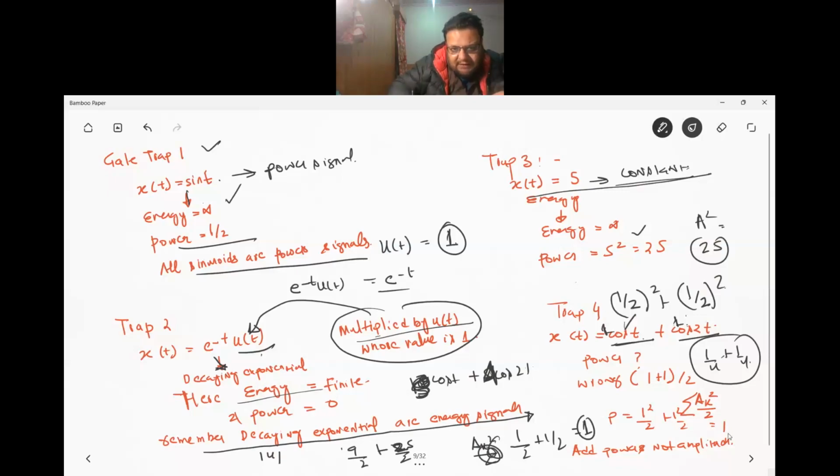So if you are having a signal 4 cos t plus 3 cos 2t or whatever it is, the frequency does not matter. The only thing that matters is these amplitude values. So here you see 4 squared by 2 plus 3 squared by 2, which gives 16 by 2 plus 9 by 2. The entire value would be 25 by 2, so the power of the signal would be 12.5. So this type of signal is a power signal, not an energy signal.